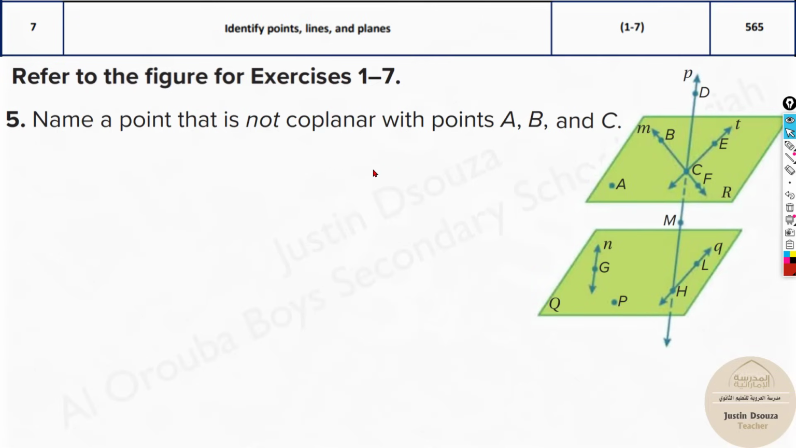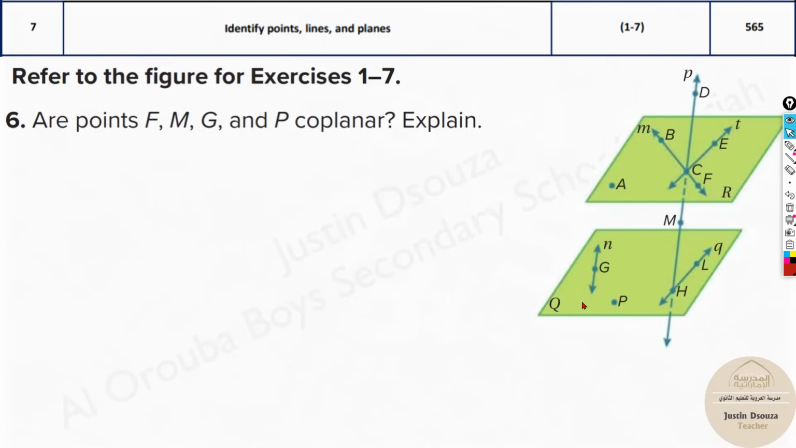Name a point that is not coplanar with points A, B, C. Coplanar means it must be in the same plane. Now, all points over here, A, B, C, are in this plane. Non-coplanar would be in another plane. So I can't choose D and M because they are not exactly in the plane. Let's say this is in between, this is above. Whereas I can see the point P is in plane Q. So I would choose point P over here.